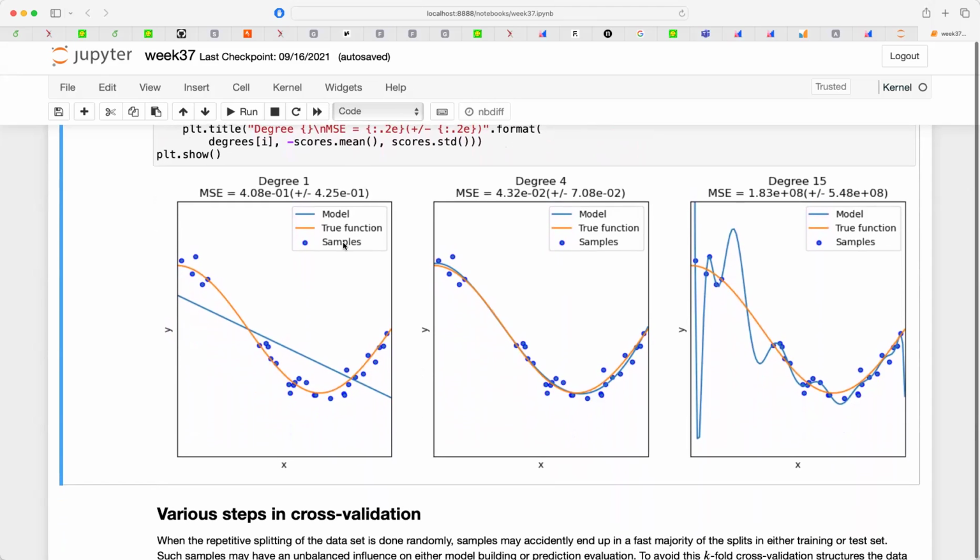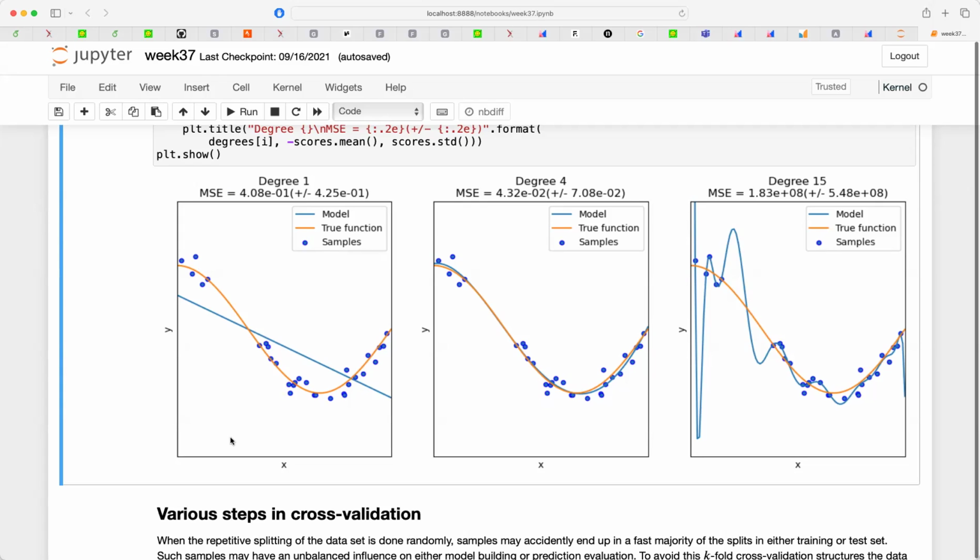One of the things you will see is something like this, and we are going to try to dissect what this means. These are applications of the mean squared error to the test data, those which were left out from the training. Here you see the mean squared error for degree 1. Degree 1 is just a straight line. That's your model. The samples are the blue dots, and the true function is the one here which you want to fit.